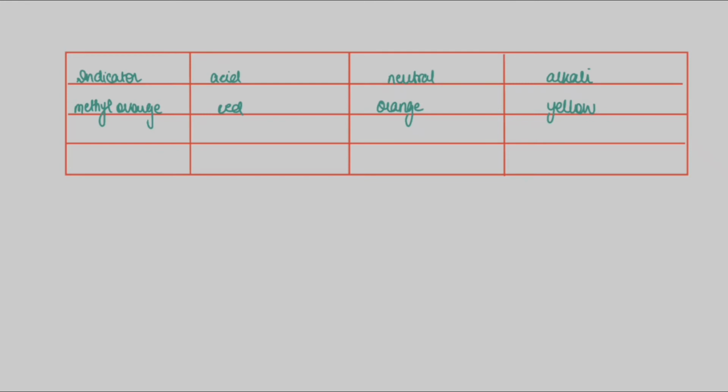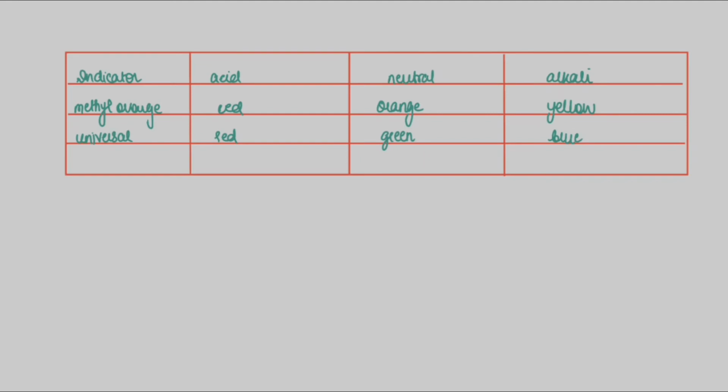Next, the indicator in your syllabus is universal indicator. Now its color does vary. Its color varies from red to blue. However, a general color that you need to remember is that in acid the universal indicator is red, in neutral conditions it's green, and in alkaline condition it's blue.